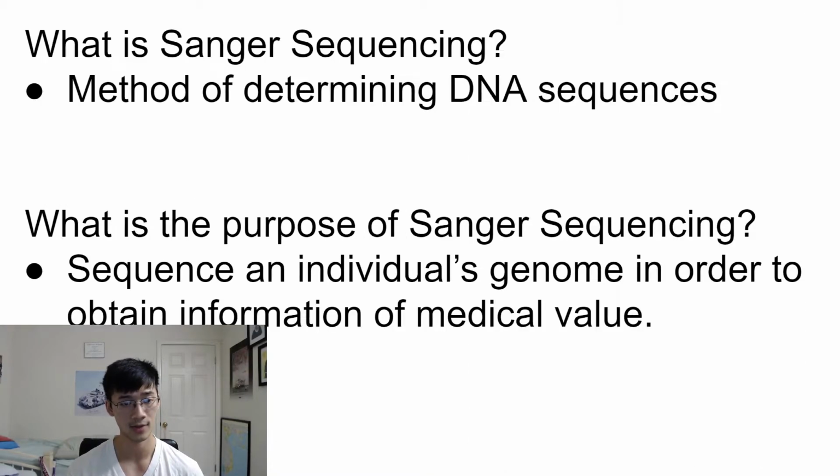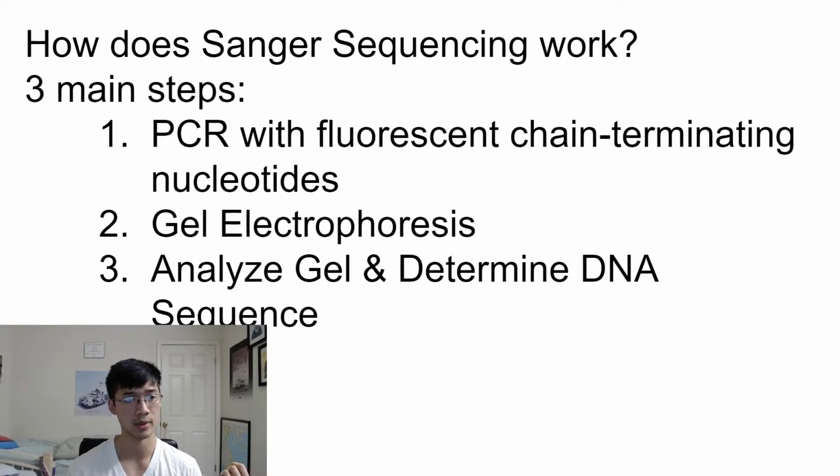And the purpose of Sanger sequencing is to obtain information of medical value from either a patient or an individual's genome. And how does Sanger sequencing work? Well, it breaks down into three main steps. The first being polymerase chain reaction, or PCR, with fluorescent chain terminating nucleotides. And I'll go into detail as to what that is and how it works in the next few slides. So then after the first step, you will end up with segments of your sample DNA of varying length, which you throw into a gel electrophoresis, and then on the third step you simply analyze the gel in order to determine the sequence of your sample DNA.